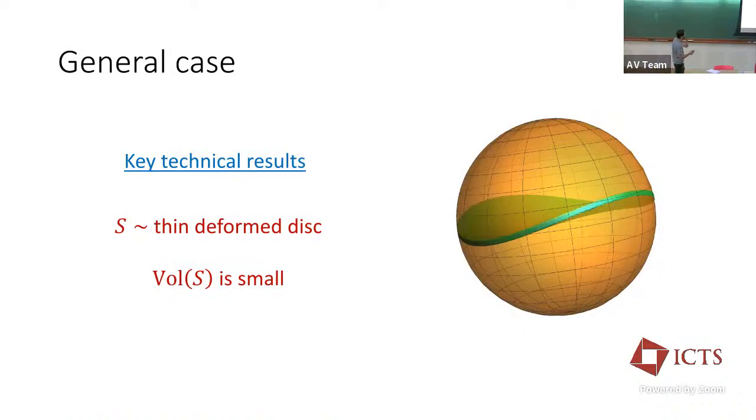It turns out that S could be deformed in whichever way, it will not be very nice. But what we can show is that it's actually very thin in one particular direction. And because it is thin in that direction, the volume of S is going to be very small.